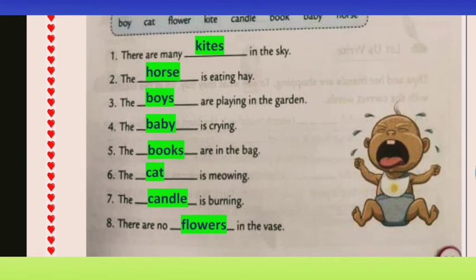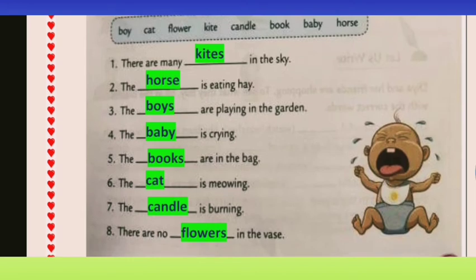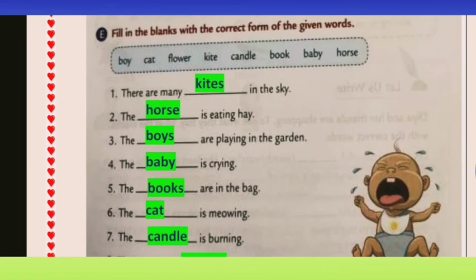The dash is eating hay. Now IS is there in this line. As you can see, IS means one thing. So there you will write horse. The horse is eating hay. It will not come horses, no. Only horse. We are talking about one horse.